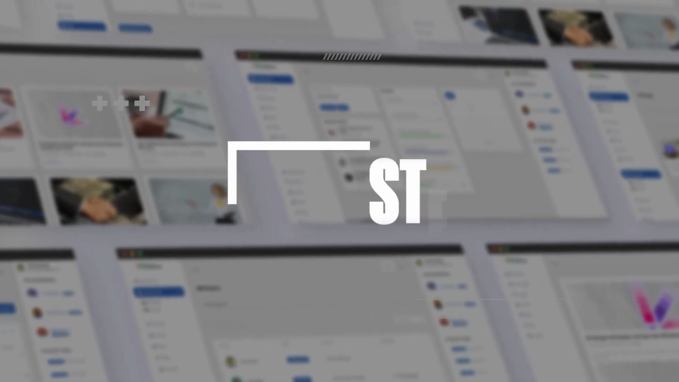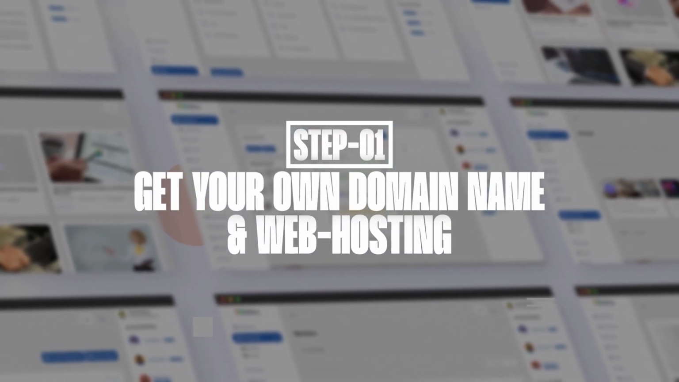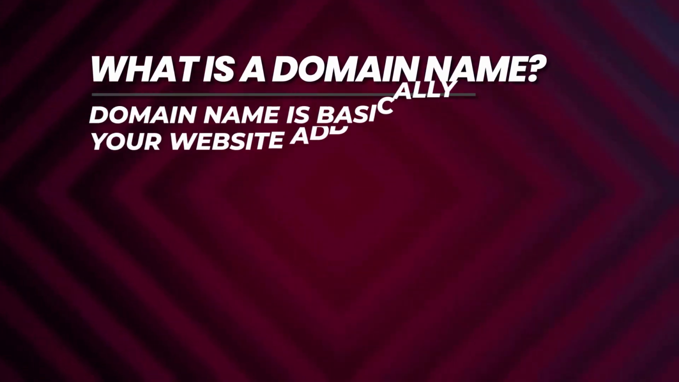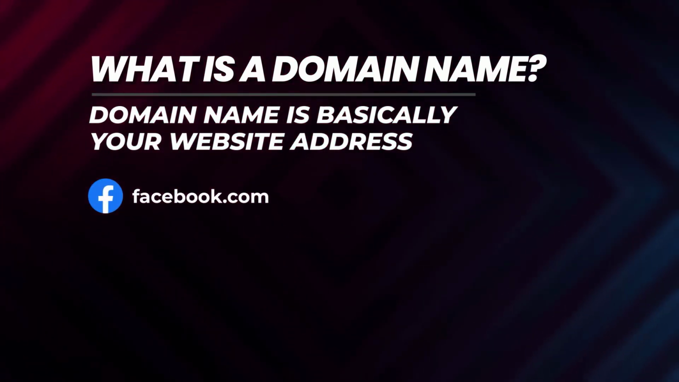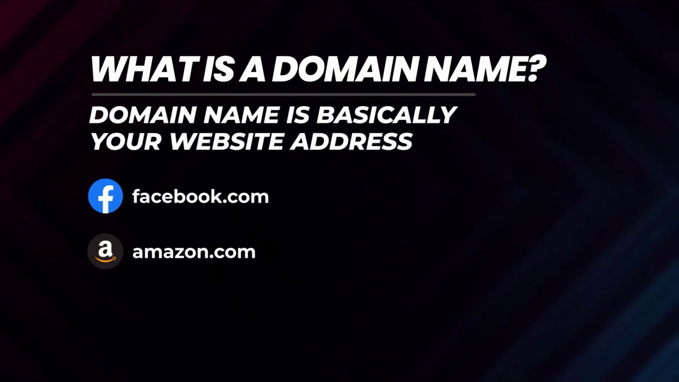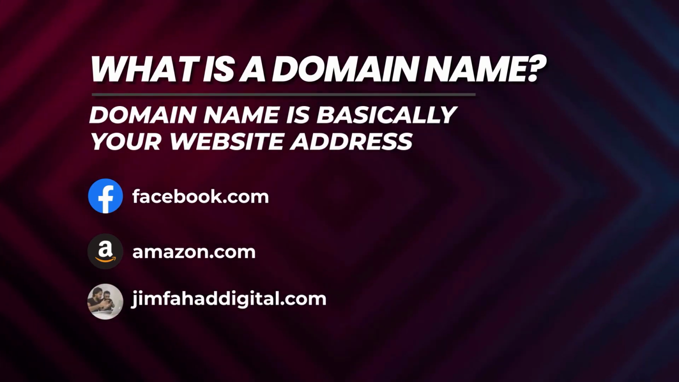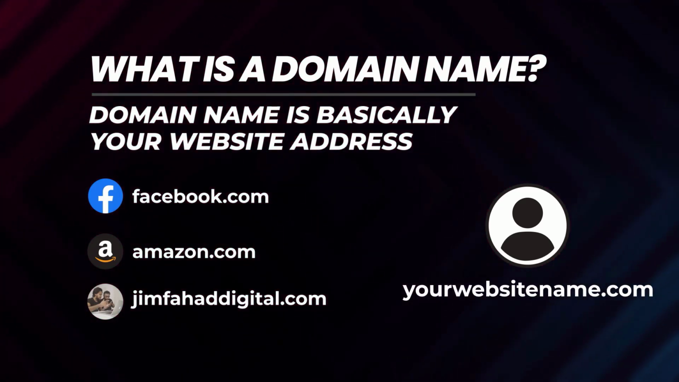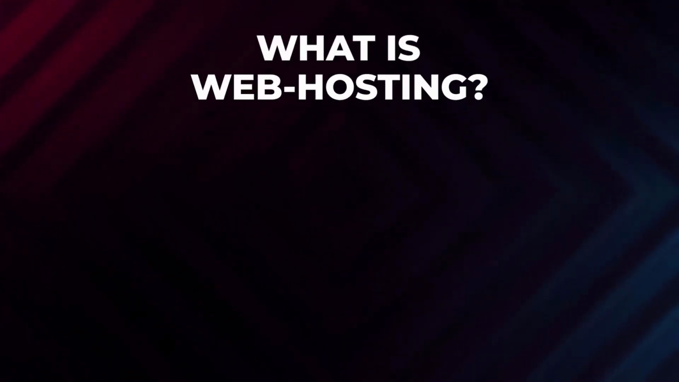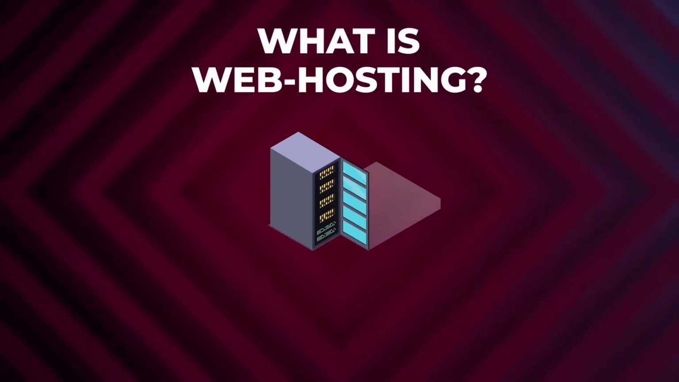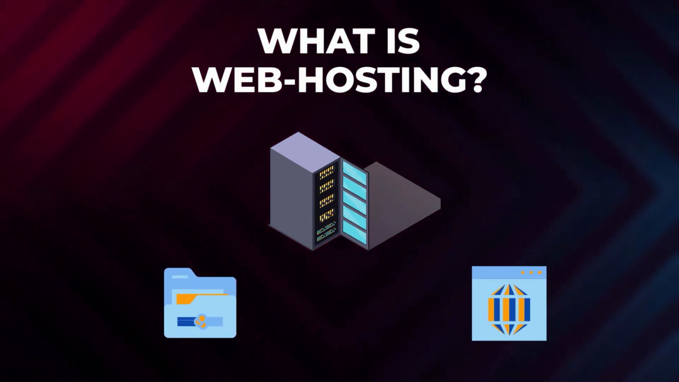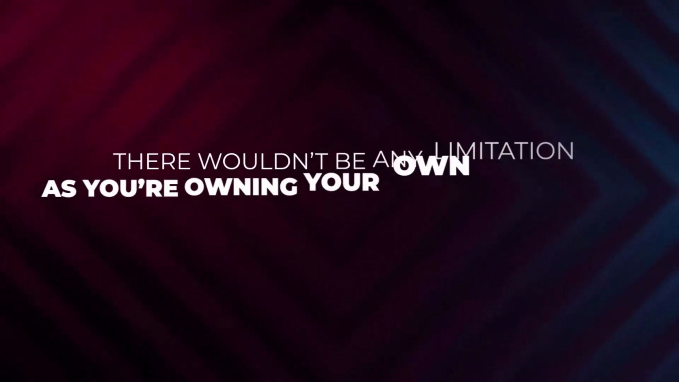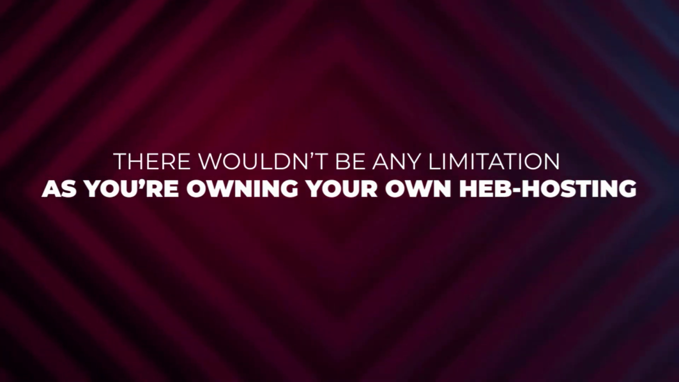Now let's start with the step number 1, which is to get your domain name and web hosting. So first of all, what is a domain name? Domain name is basically your website address, like Facebook has facebook.com, Amazon has amazon.com, we have jimfahaddigital.com. Similarly, for your website, you need an address that will be your website name.com. And what is web hosting? Web hosting is the storage space for your website. All the images, text you will have in your website, all will be stored on your own web hosting. As you are owning your own web hosting, so there wouldn't be any limitation.